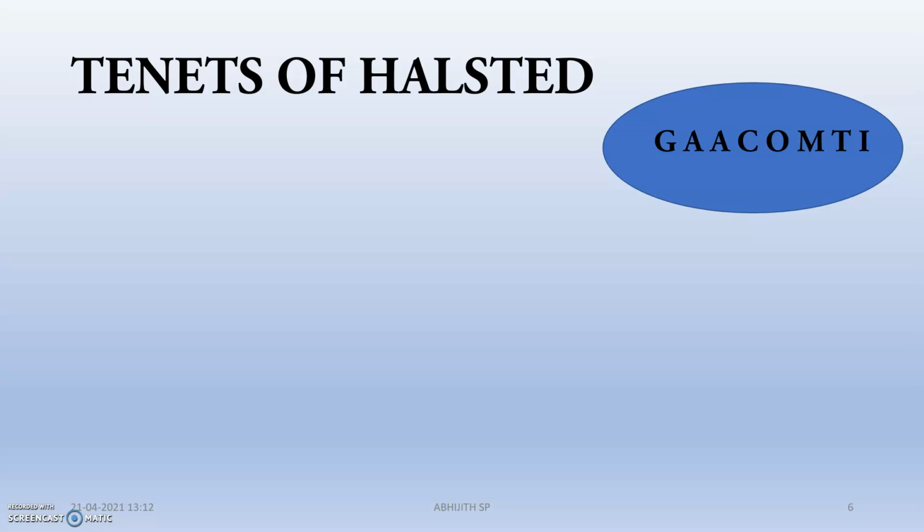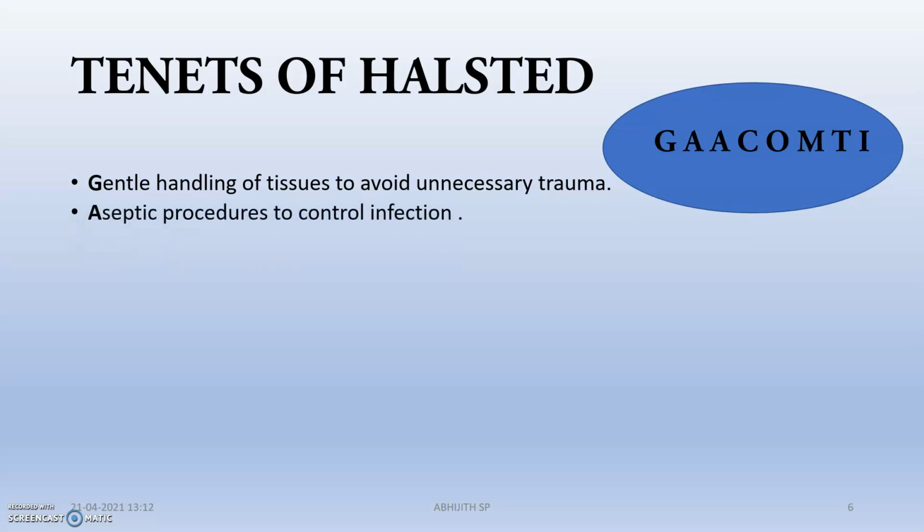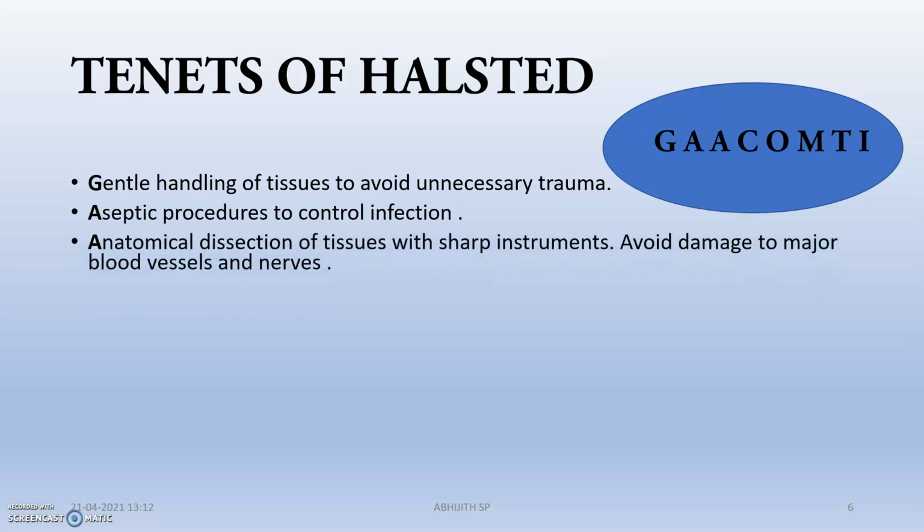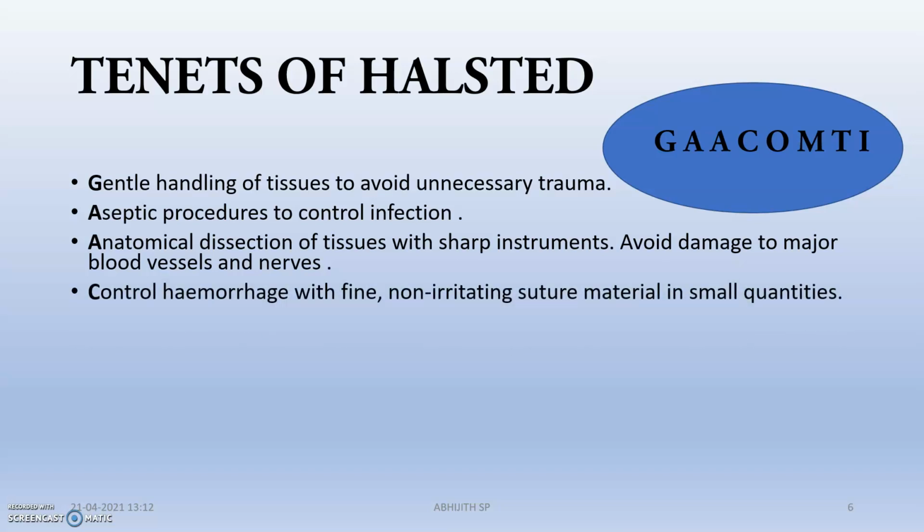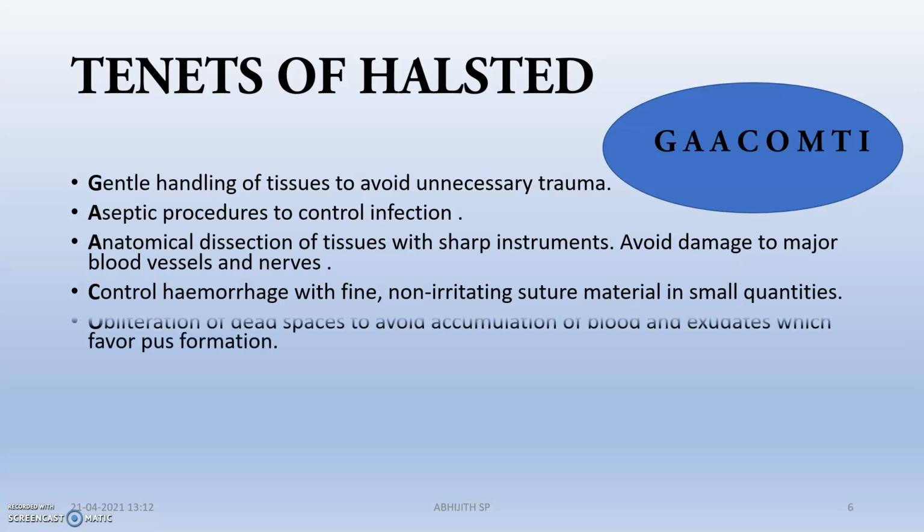So moving to the tenets of Halsted. The first one is gentle handling of tissues to avoid unnecessary trauma. Second one is aseptic procedures to control infection. Third one is anatomical dissection of tissues with sharp instruments. Avoid damage to major blood vessels and nerves. Fourth one is control hemorrhage with fine, non-irritating suture material in small quantities. Fifth one is obliteration of dead space to avoid accumulation of blood and exudates, which favors pus formation.